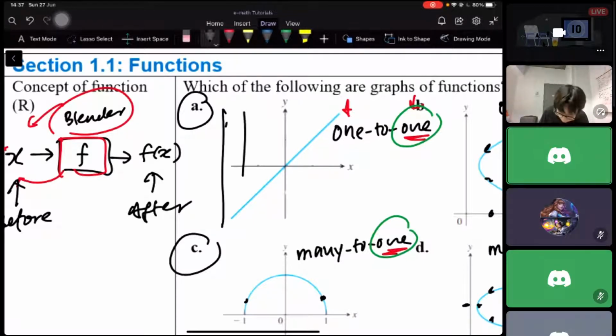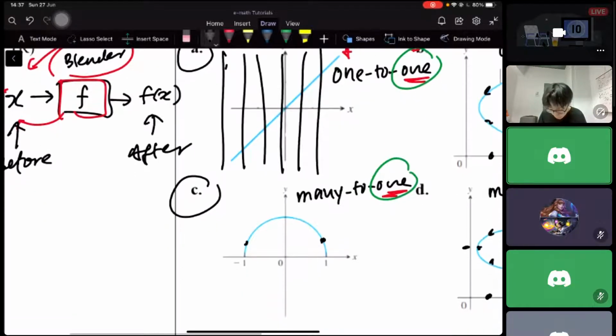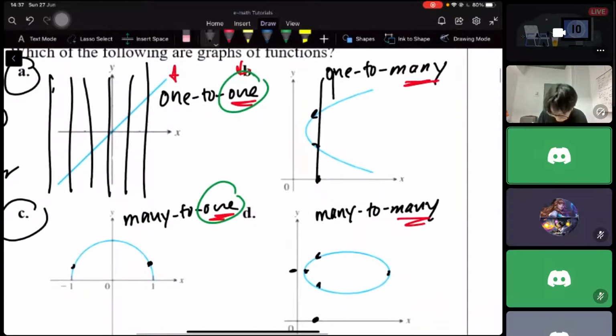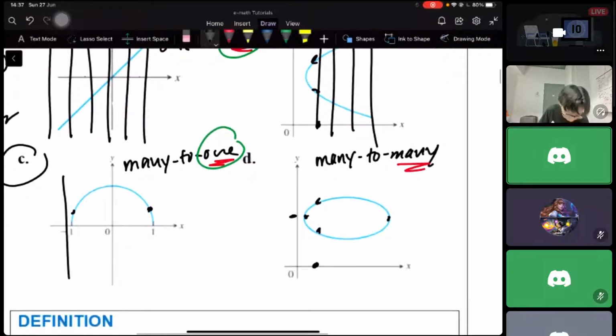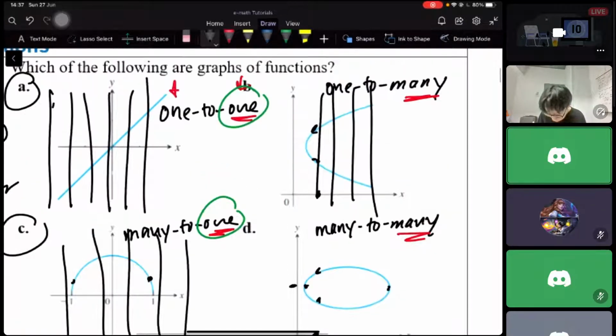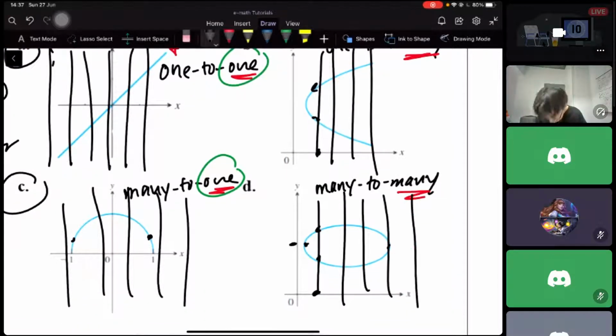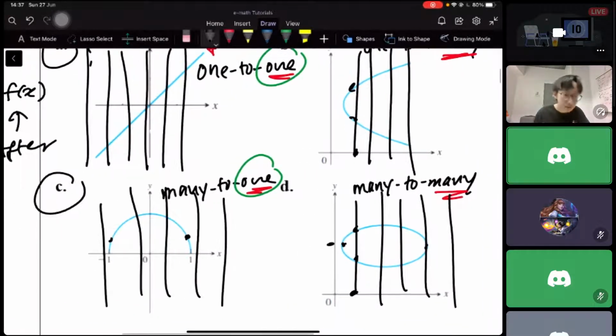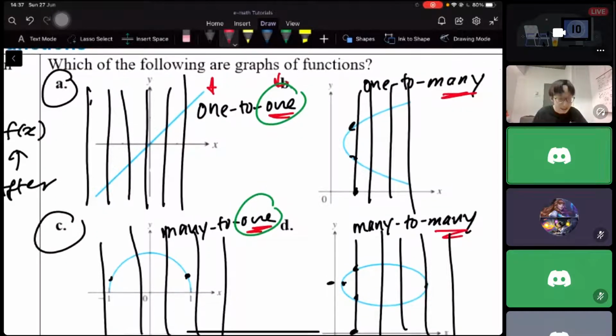You just simply draw vertical lines. Anywhere you like, just random vertical lines. Okay. So if for all the vertical lines you draw, they only intersect a maximum of once with the graph, you see this one doesn't intersect at all, right? Then it is a graph of a function.